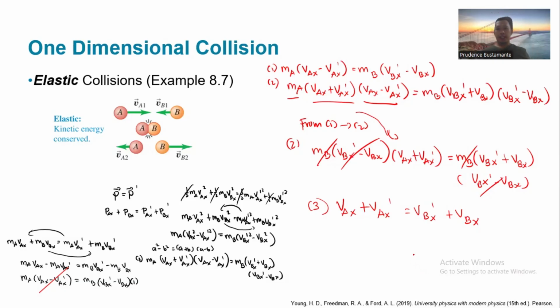So what does it mean, class? How can we use this one? We can actually combine this: VAX minus VBX is equal to VAX prime and VBX prime minus VAX prime. We have here equation number 4.